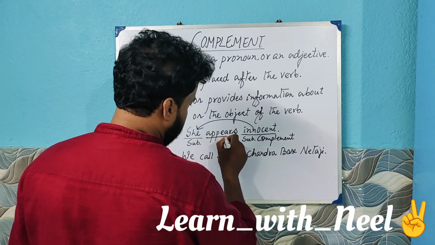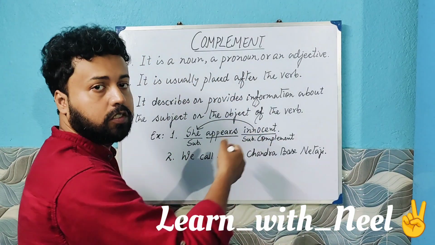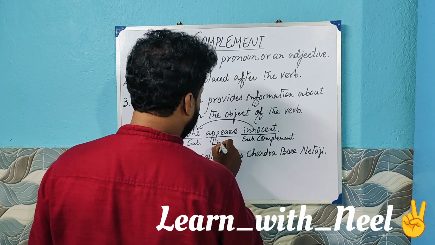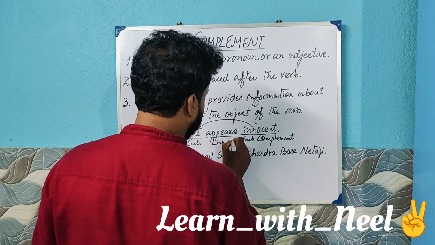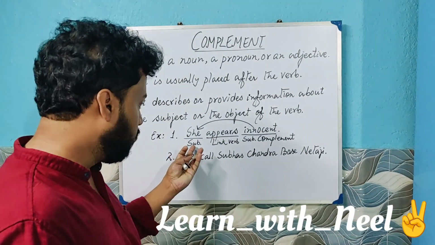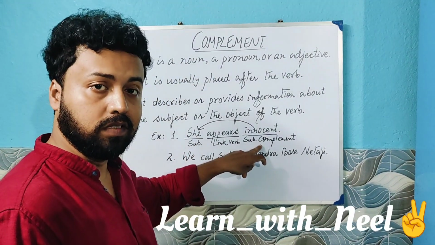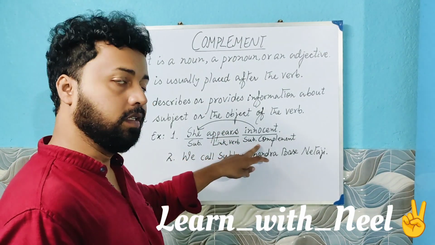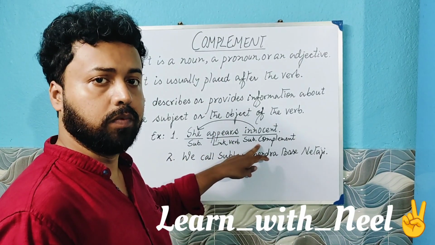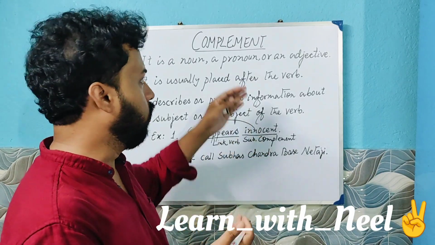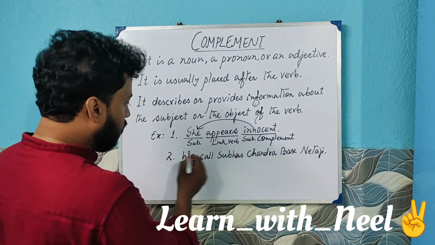And the verb that takes a subject complement is called a link verb, because it links the subject with its complement. That's why a verb that takes a subject complement is called a link verb. We are going to learn more about link verbs in another video. Let's focus on complements here. Look at the second example.